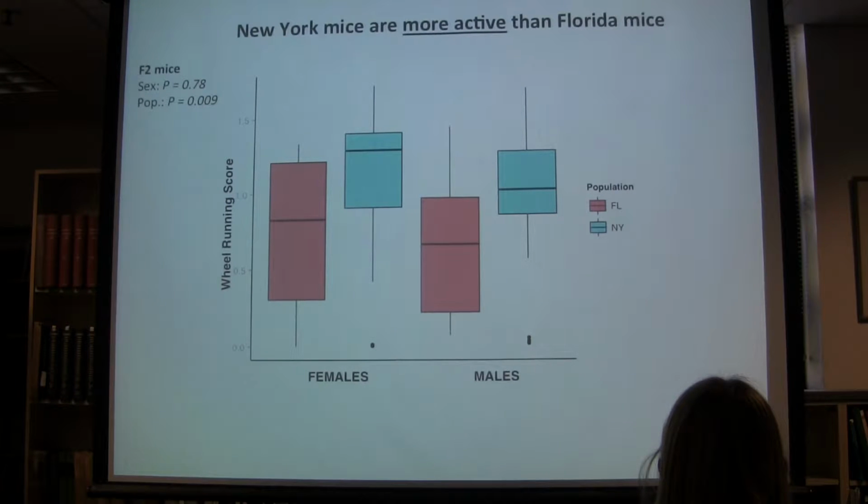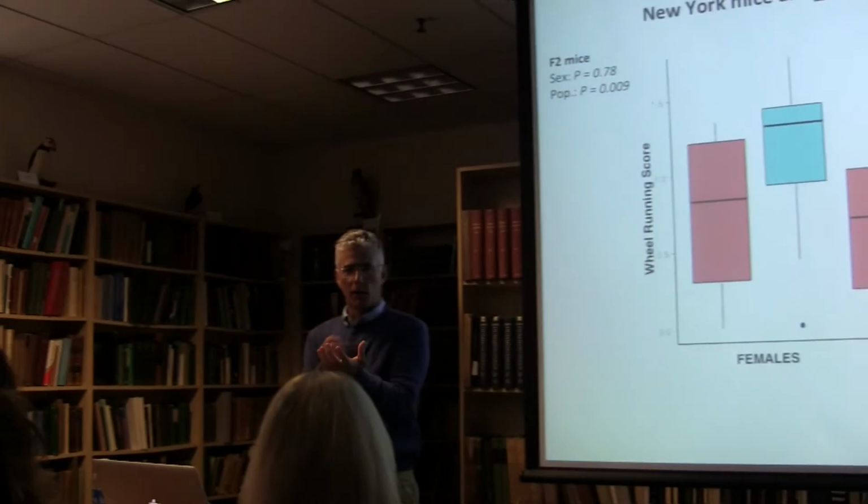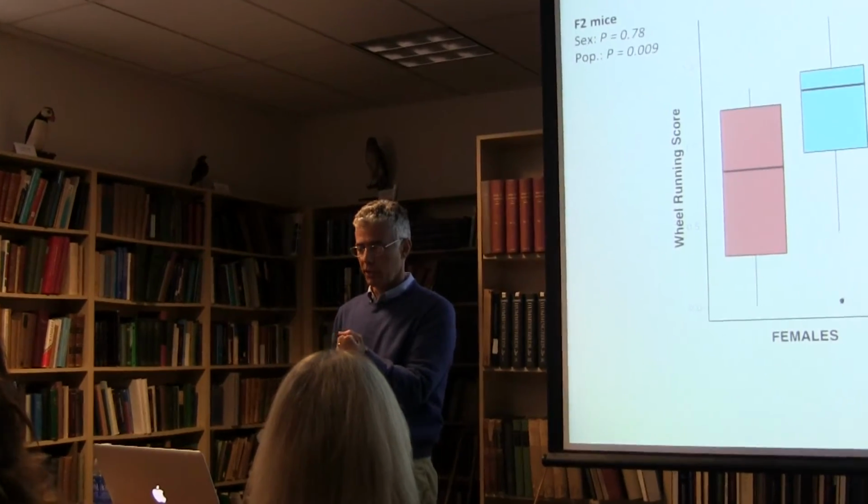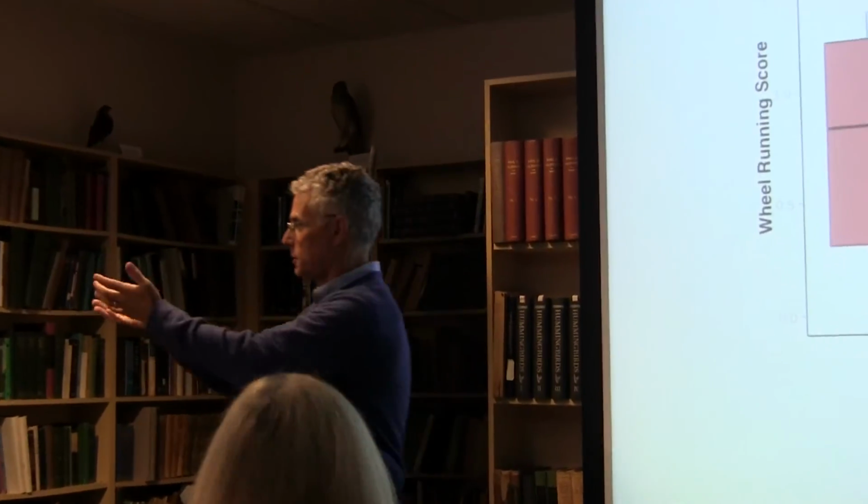New York mice are more active than Florida mice. Katie Ferris built these little devices; she attached a bike odometer to a wheel running machine. So this includes your two great loves, physiology and bicycle riding. And she measured the activity of mice in these different populations.